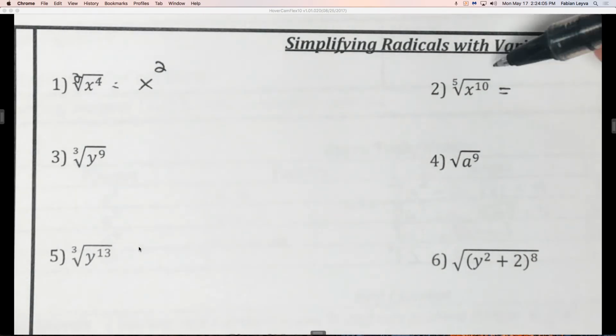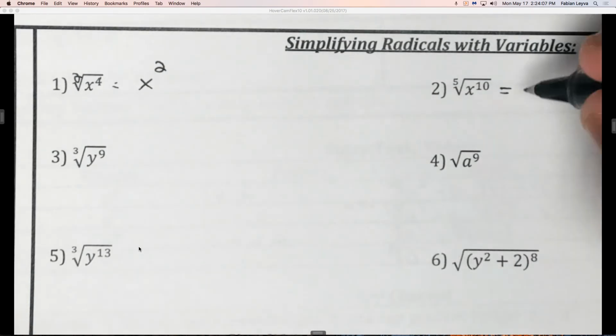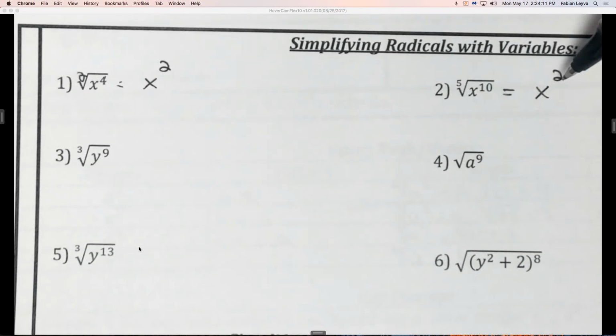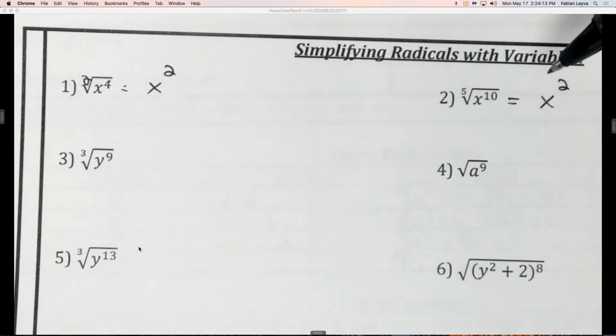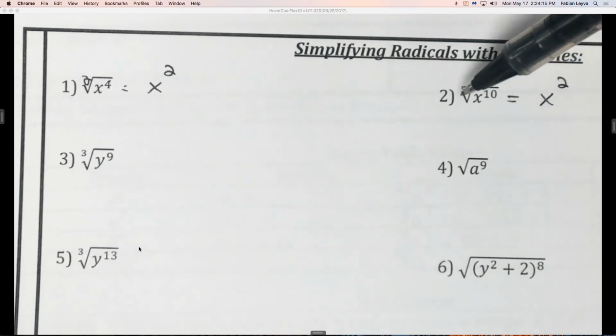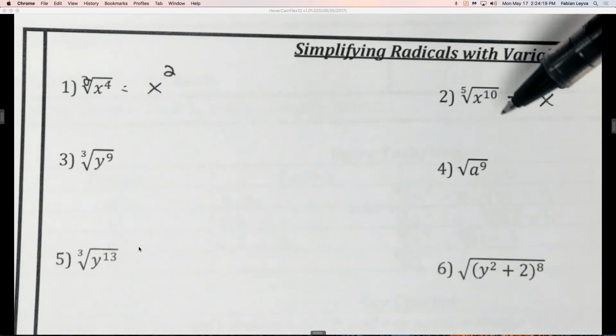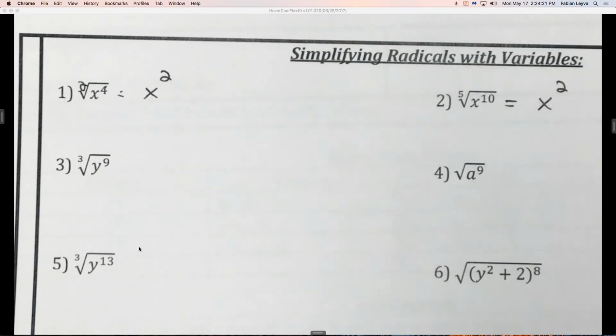How many times does 5 go into 10? Twice. So you end up with x to the 2, which makes sense because if you multiply x to the 2 five times, you're going to have it multiplying itself 10 times. Again, you're just finding how many groups of 5 you have in 10 things, really, because you're looking for stuff to repeat in multiplication.